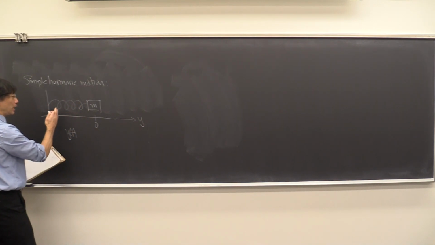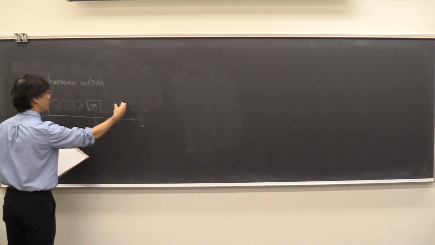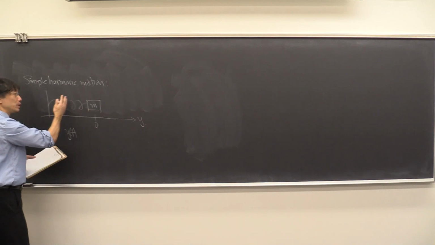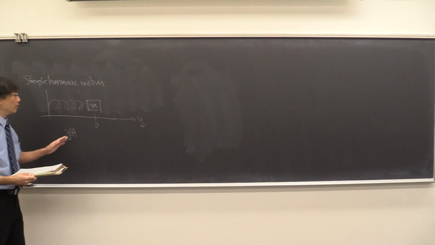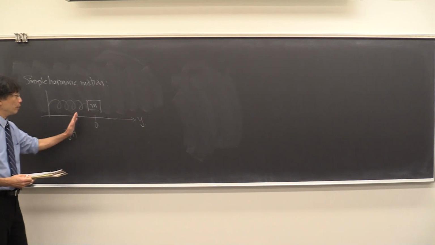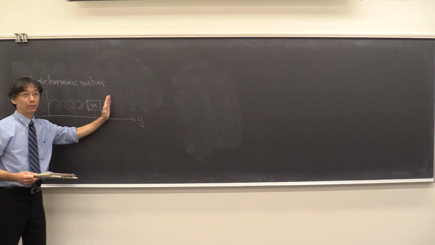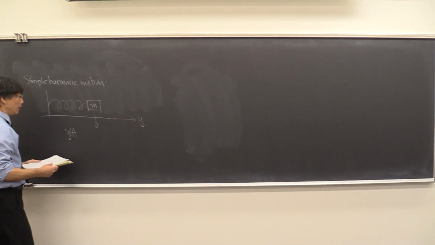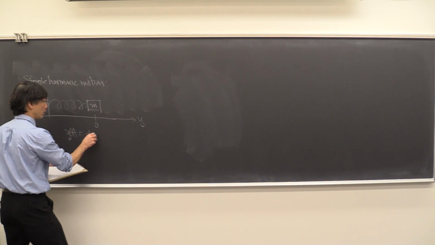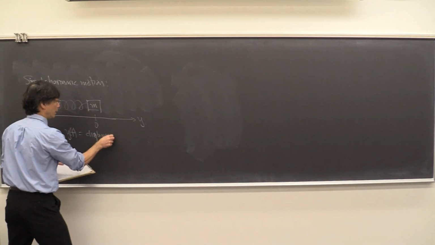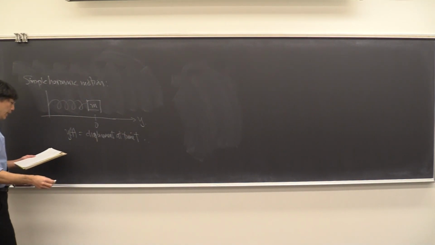So as time moves, you pull the mass, and the spring pulls back on it, or you push the mass, and the spring pushes back on it, right? And so we use y to denote the displacement, so positive in this direction, negative in this direction, right? So y is the displacement at time t, right?